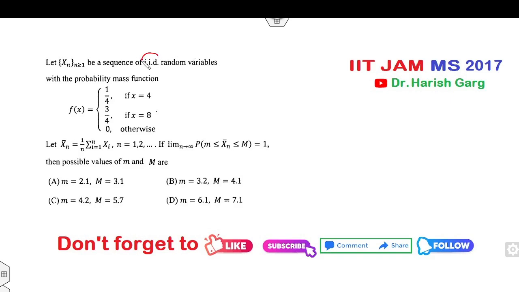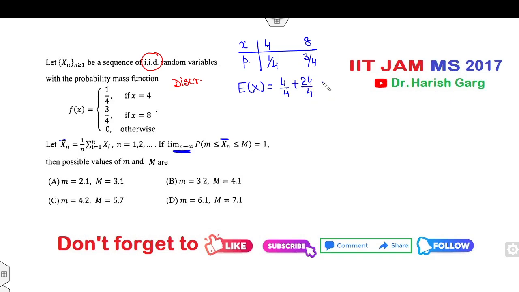Xn is again a sequence of IID random variables with the given probability mass function. That means this is the discrete case, so I can write the table. When X is 4, the probability is 1 by 4, and when it is 8, it is 3 by 4. Xn bar is given to be this, and n approaches infinity. Your target is to apply the central limit theorem. That means firstly I can find the mean. Can you find the mean of this X? X into p(x). So that will be 4 over 4 plus 8 times 3, that is 24 over 4. So 28 over 4 is 7.